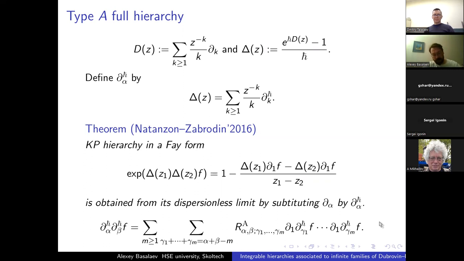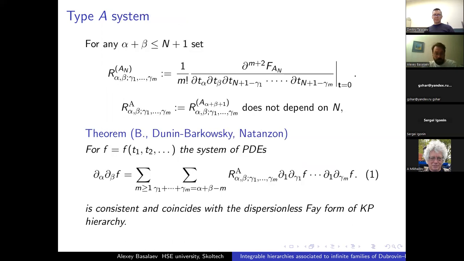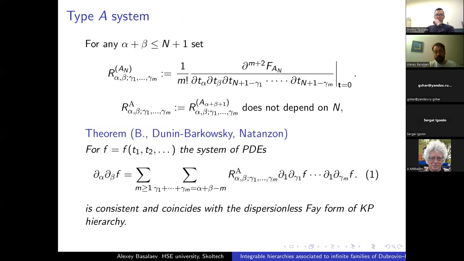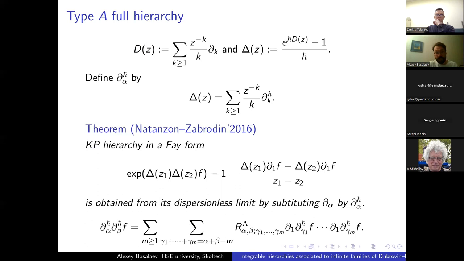So these are now these numbers R that I had on the previous slide. So look, this is our theorem with Dunin-Barkowski and Natan Zon. It says that we get this hierarchy from the D-Dubrovin-Frobenius manifolds. And the result of Natan Zon and Zabrodin says that the full KP hierarchy is written in the same way, but you should substitute the differential operators dk with dkh. This says that, first of all, the hierarchy we have constructed is exactly the dispersionless KP hierarchy. And second, if you now want to construct a full KP hierarchy out of what we have got from a D-Dubrovin-Frobenius manifold, then you should just make this substitution: substitute d alpha by d alpha h.